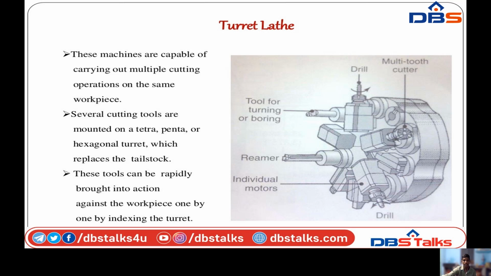These tools can be rapidly brought into action against a workpiece. We already know that the workpiece is fixed at the headstock. That means the workpiece is held by a chuck, and the chuck is fixed in the spindle of the headstock. Opposite to the headstock, we are fixing the machine center. In the machine center, we are fixing different types of cutting tools for multiple operations in the turret lathe machine.